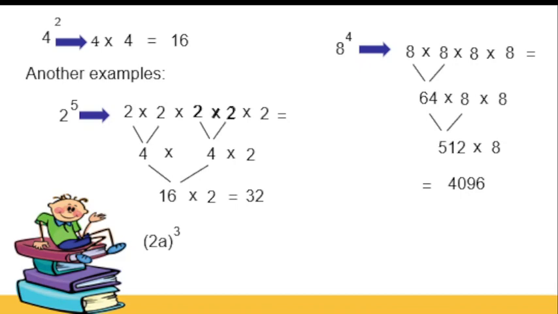So let us expand. Since this is raised to the 3rd power, therefore that will become 2a multiplied by 2a multiplied by 2a. Now, if you will notice, we didn't use the symbol x.